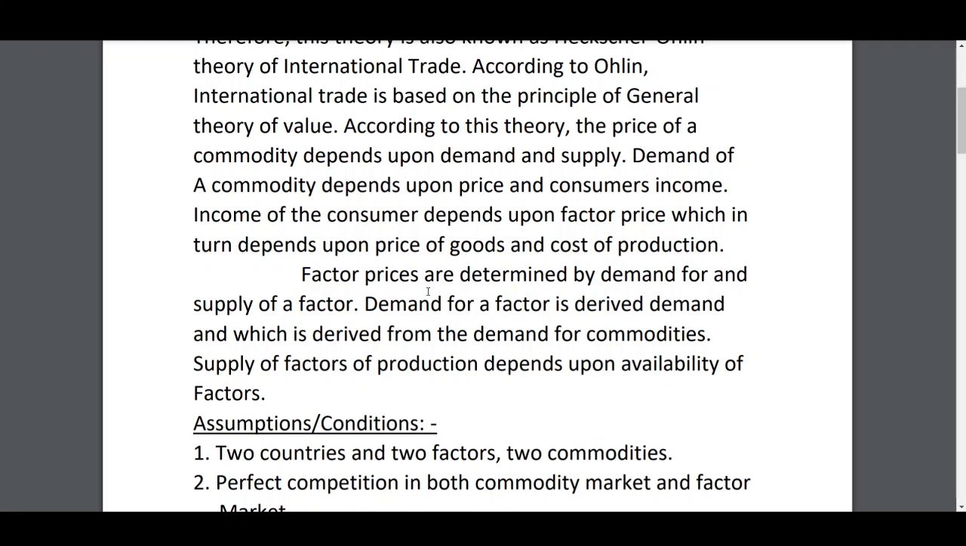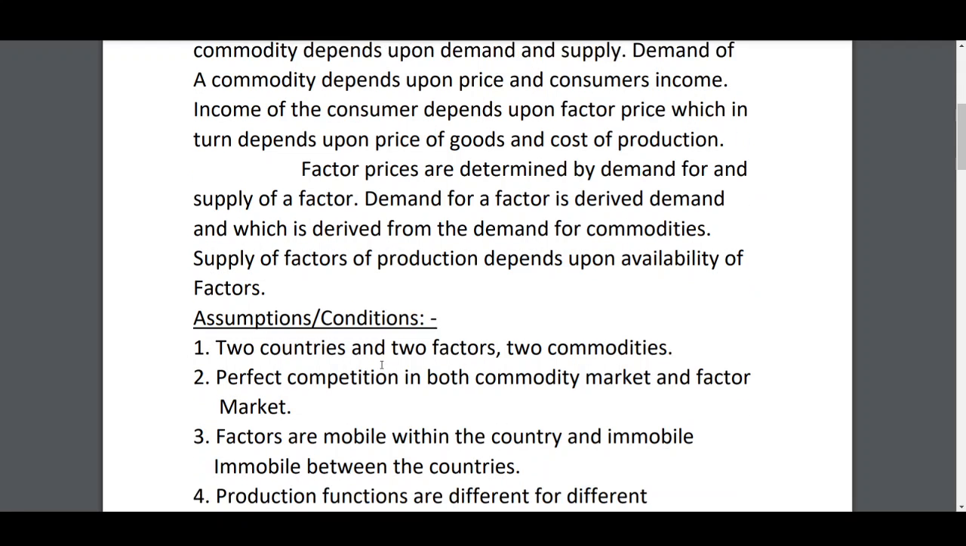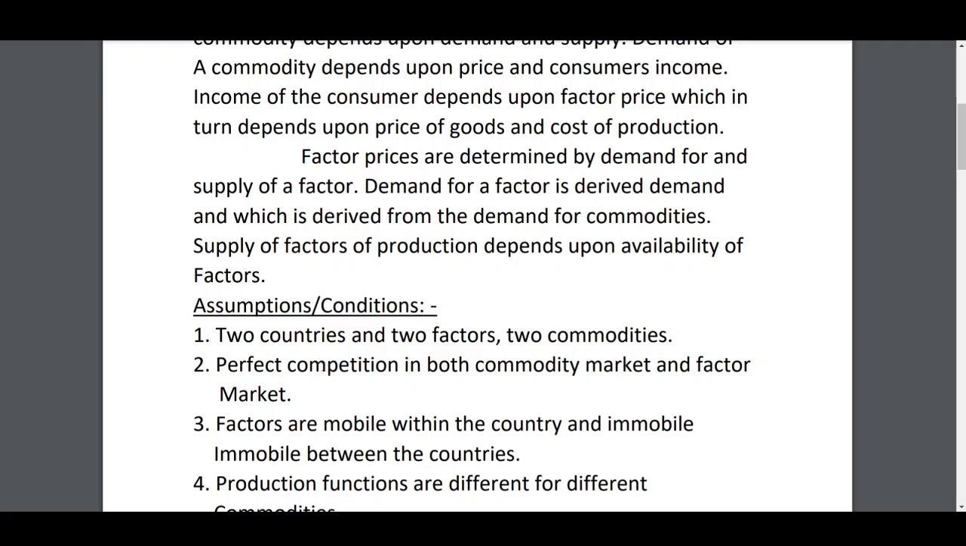Got the point? Now, next we are going to study the assumptions or conditions of the modern theory of international trade, or Heckscher-Ohlin theory of international trade. If these conditions are valid, then only the theory will be applicable. Now, the first assumption is a two countries, two factors and two commodities model. This Heckscher-Ohlin theory is a two countries, two factors and two commodities model.